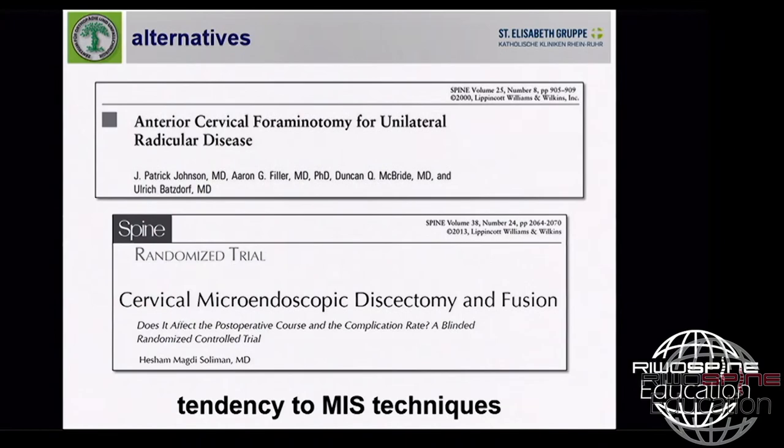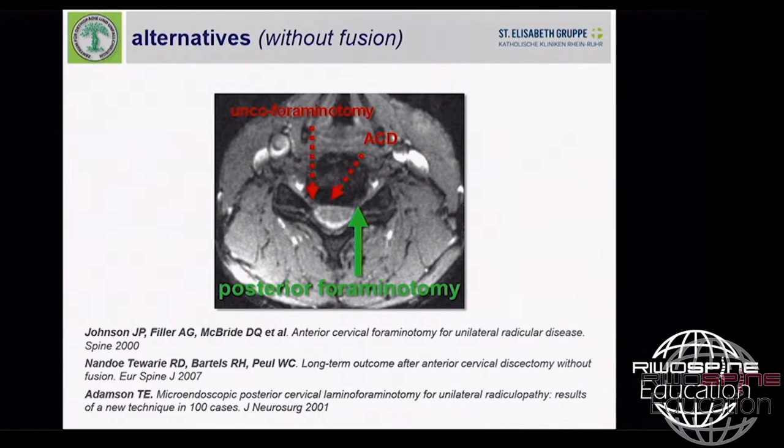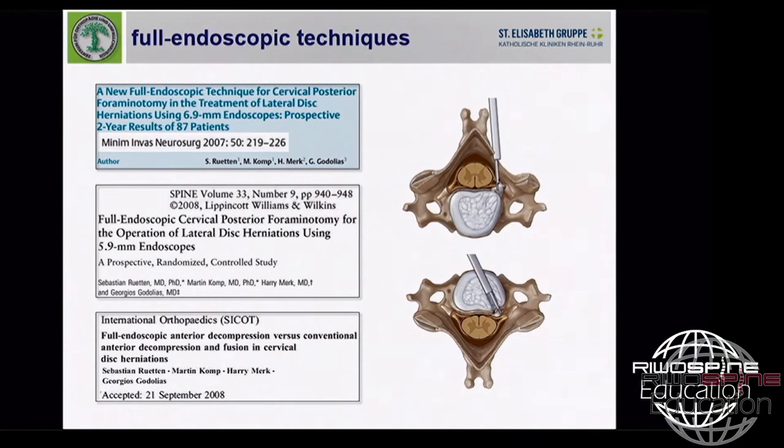And also in the cervical spine, there's a tendency to more minimal invasive techniques in the last decades. And there are alternatives for the approaches for disc herniation from the anterior aspect, oncoforaminotomy or ACD without fusion, and from the posterior aspect, the keyhole foraminotomy. Problems with that approach are also well known, especially epidural bleeding and neck pain after surgery. So we have two approaches to the cervical spine with an endoscope, the posterior and anterior approach.